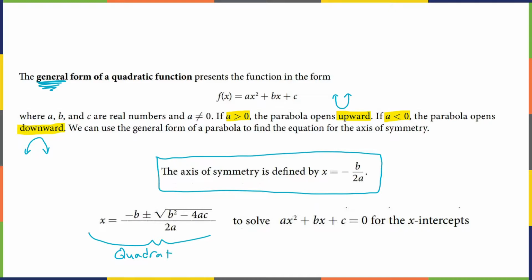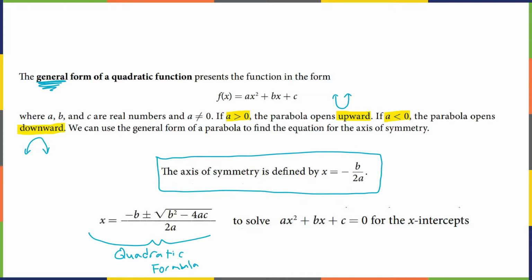The quadratic formula is negative b plus or minus the square root of b squared minus 4ac all over 2a. That should sound pretty familiar to you, hopefully, at this point. If it doesn't, feel free to look up quadratic formula, Pop Goes the Weasel, and watch that on loop. Okay, so this is going to give you the x-intercepts.